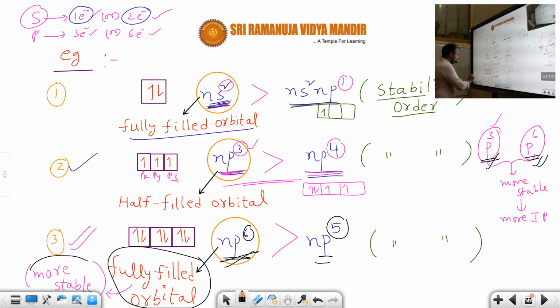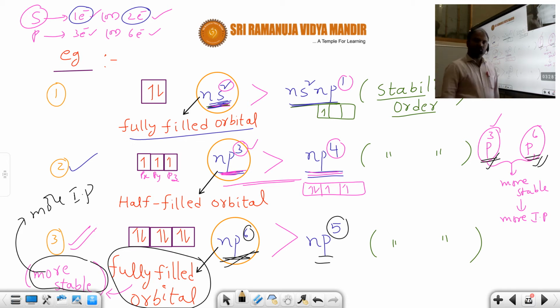Whenever a fully filled structure is there, it is more stable. When it is more stable, it has more IP. So regarding electronic configuration, we can easily identify which configuration has more ionization potential according to Hund's rule. Have you understood, students? In the first case, ns2 np1, ns2 has the higher ionization potential value, and in the second case, np3 np4, np3 has the higher ionization potential.